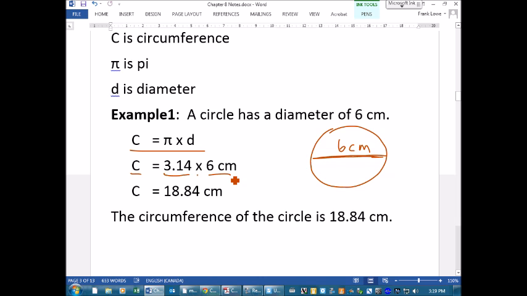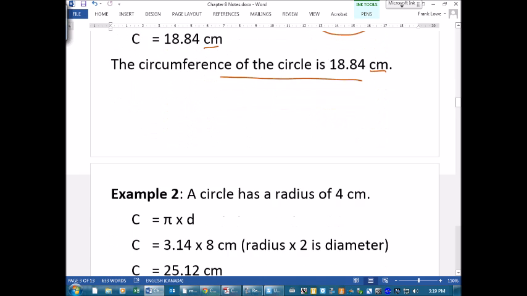And then we go ahead and multiply it. In this case, circumference will give you 18.84 centimeters. And then you throw that in a nice flowery sentence. Notice I've put my units in everything. Even in my sentence, I put the units. So this is how you calculate circumference.